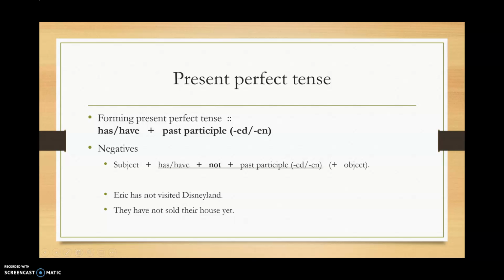For negatives, we insert not between has or have and the past participle. So Eric has not visited Disneyland. They have not sold their house yet.